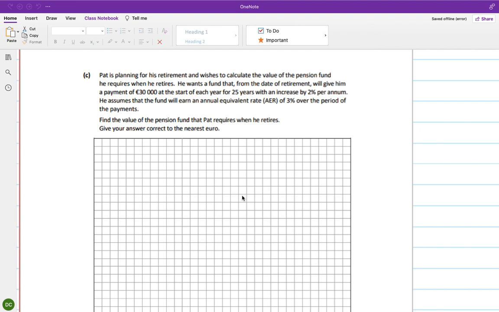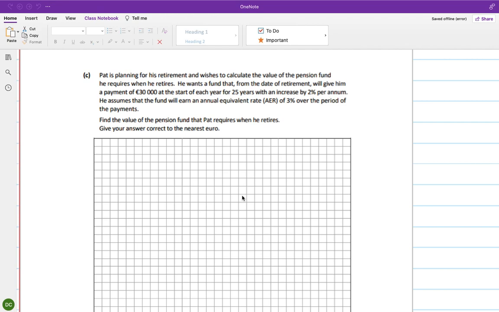Of the pension fund he requires when he retires. He wants a fund that, from the date of his retirement, will give him a payment of 30,000 euro at the start of each year for 25 years with an increase of 2% per annum. He assumes the fund will earn an annual equivalent rate of 3% over the period of the payments. Find the value of the pension fund that Pat requires when he retires.